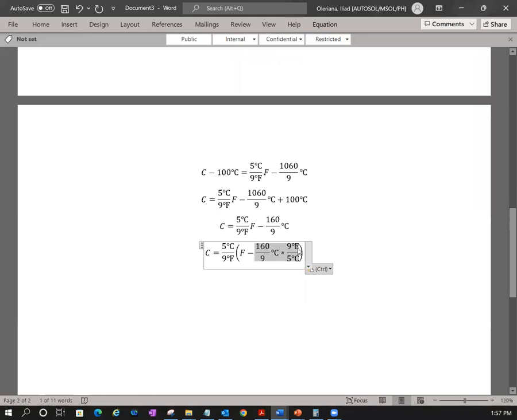Okay. So, if you notice, it still has dimensional analysis. The degrees Celsius cancels out. So this term, what remains here, once you compute, is 160. The 9 also cancels out, because it is a common factor, 9. Then it will look like this. Your equation will look like this. C is equal to 5 degrees Celsius over 9 degrees Fahrenheit times the quantity F minus 32 degrees Fahrenheit.